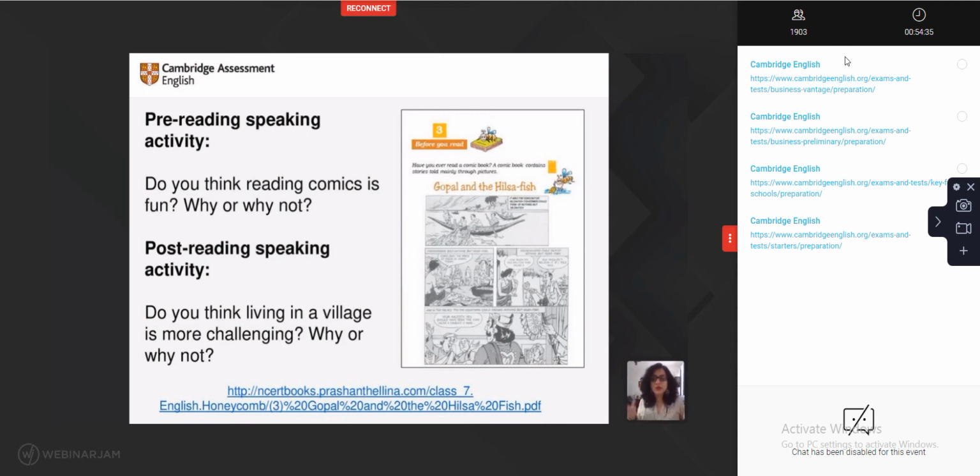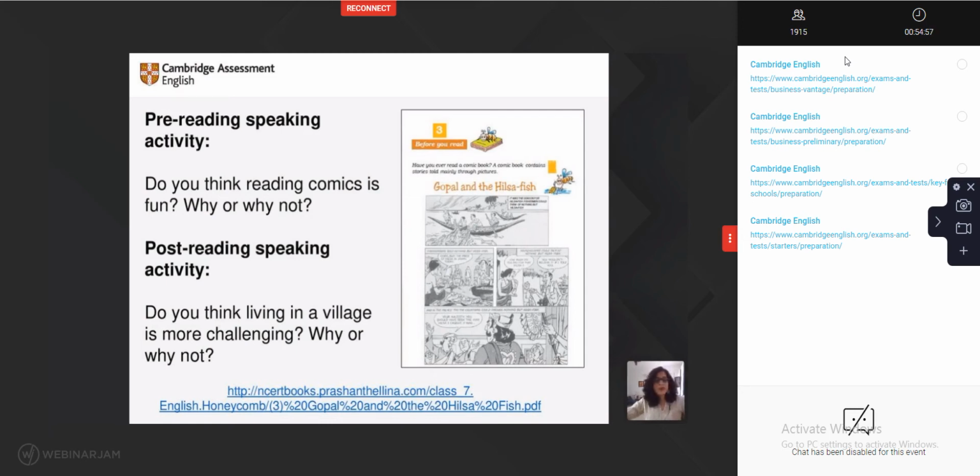So something like, do you think playing cricket is a good hobby? Why or why not? Or do you think pursuing a sport is a good hobby? Why or why not? So it's not enough to say, yes, I think cricket is a great hobby, but then you also have to justify why. Or if you don't like it, why not? So the primary focus is, do you think, why or why not?